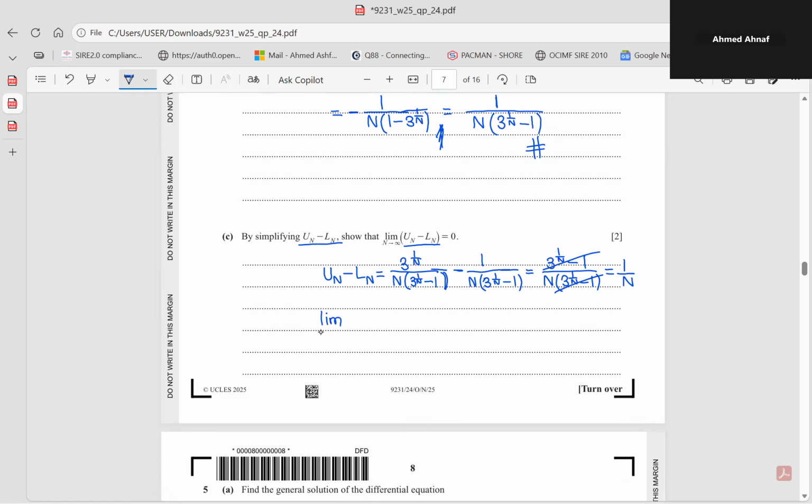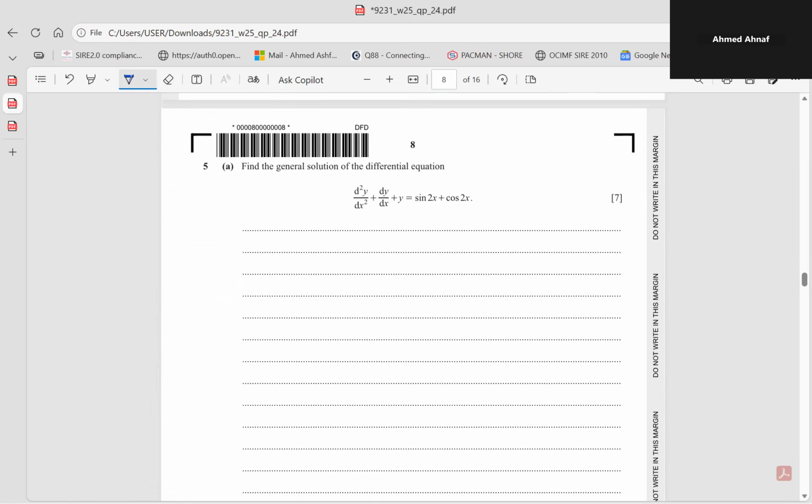Now we can find the limit of this 1 over n as n approaches infinity. As n gets bigger and bigger, this will obviously just be 0. So therefore we can say that the answer is 0, and hence shown. So this would be all for this entire question. Let's move on to the next question.